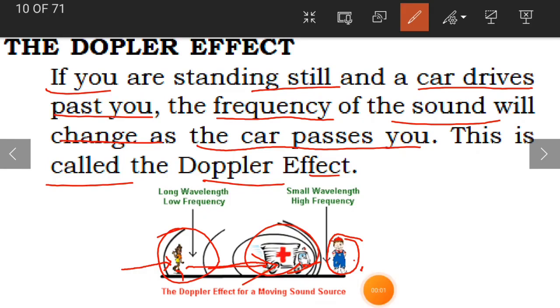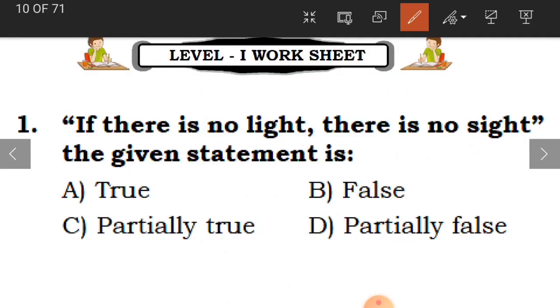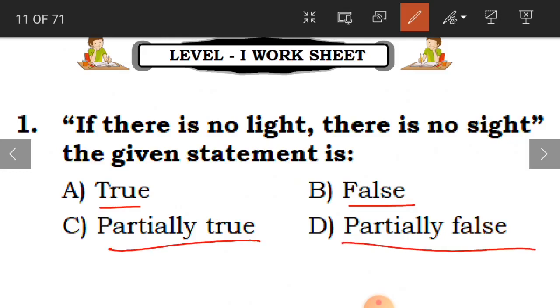Clear, children? Okay, children, hope you have understood all this. Here we are going to end this topic, and we are going to continue with our objectives which are related to this topic. Clear now? The first one, the level 1 worksheet: if there is no light, there is no sight. The given statement is, so what is this? Is it true, false, partially true or partially false?